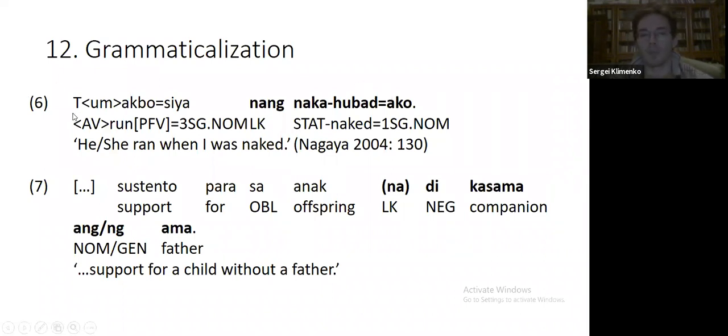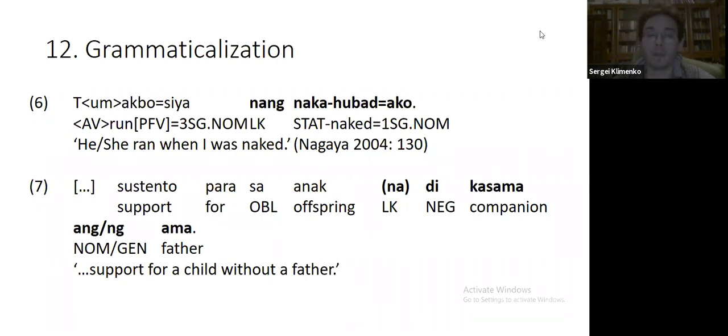If you look at the example in 6, where we have an adverbial clause, I am naked, so he or she ran when or while I was naked, it has to be introduced with the linker, nang in this case. We cannot omit this linker. But if you look at the Caritive construction in 7, we can use the linker na, it can be nang, but it can be omitted. And in fact, in most cases for constructions with kasama, it is omitted.